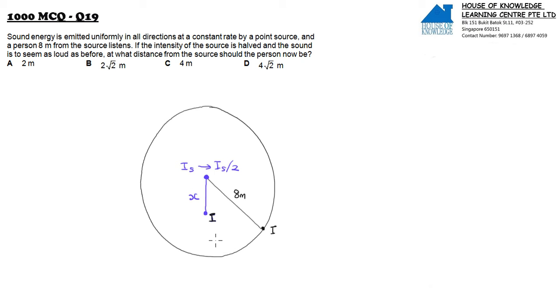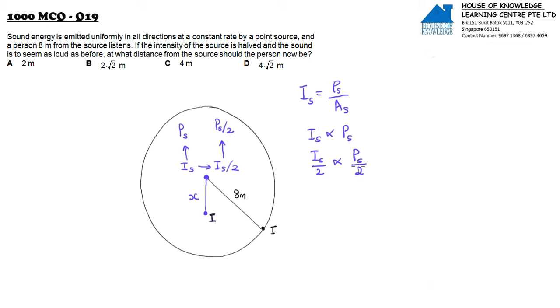Now, how do we solve this problem? First of all, we need to be very fast to identify that when the intensity is IS, the power is PS. When the intensity is IS over 2, the power of the source becomes PS over 2 as well. Why? Because intensity is power over area. Since the area of the source doesn't change, the intensity of the source is proportional to the power of the source. When the intensity is reduced to half, the power of the source also decreases to half.